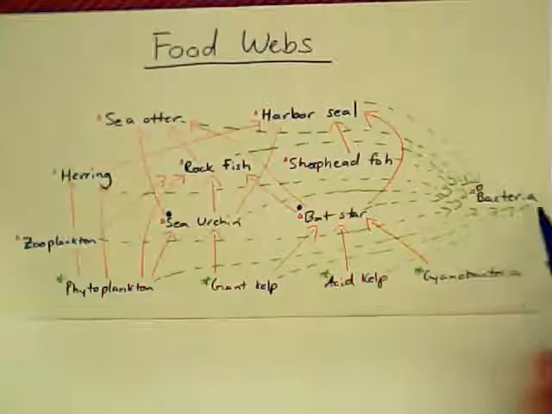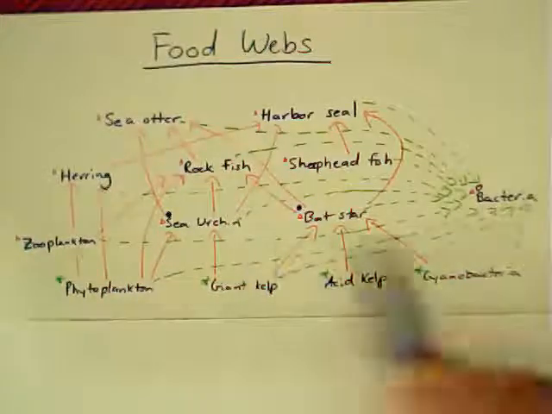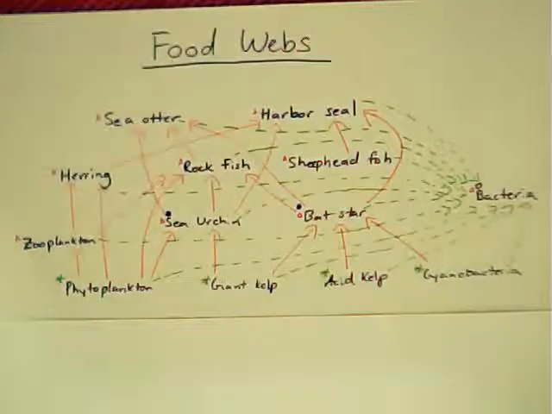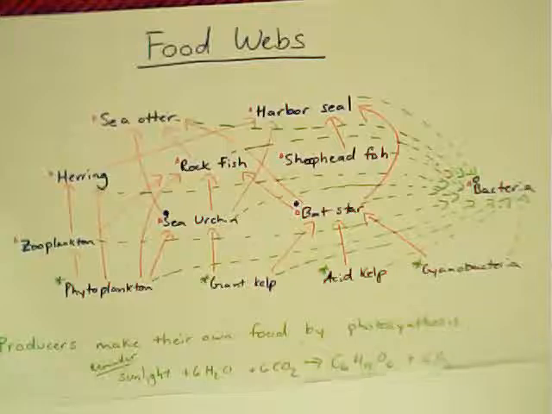And then I put my bacteria off to the side, and I drew these dashed lines to show that the bacteria could consume actually any of these things if they were dead or decaying. And then you can see I added some little codes. We were supposed to separate them into different groups.